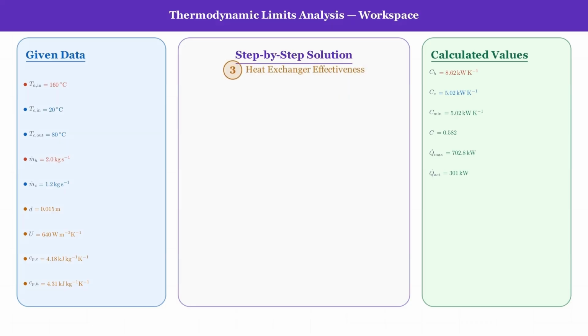Step 3. Compute the heat exchanger effectiveness. Effectiveness is the ratio of actual heat transfer to the thermodynamic maximum.